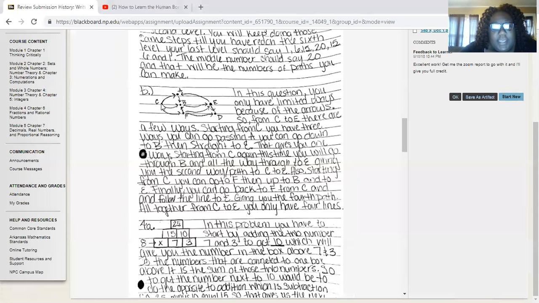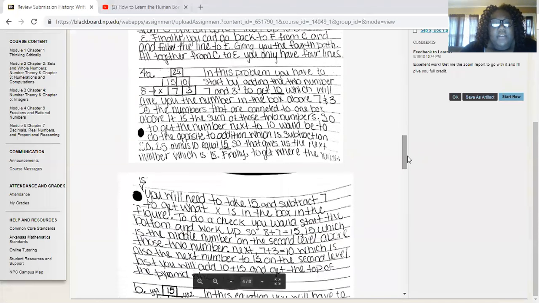Starting from C again, this time you will go through B and all the way through to E, giving you the 2nd path from C to E. Also starting from C, you can go to F, then up to B, and to E. Finally, you can go back to E from C and follow the line to E. Going up to the 4th path altogether, from C to E you only have 4 different ways.